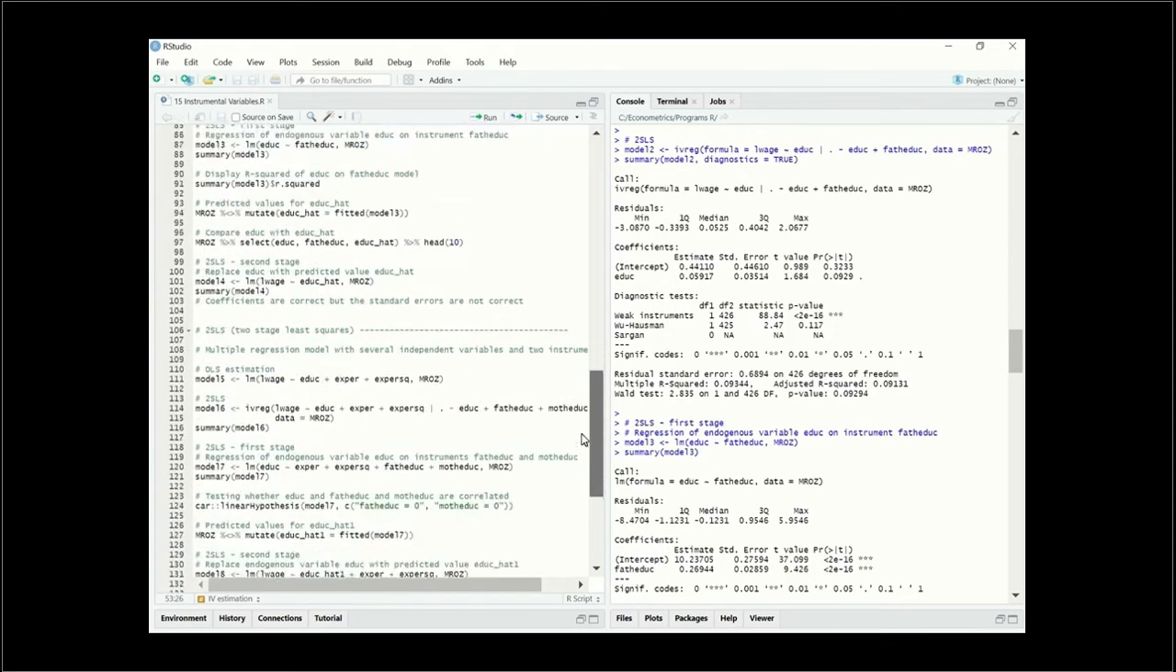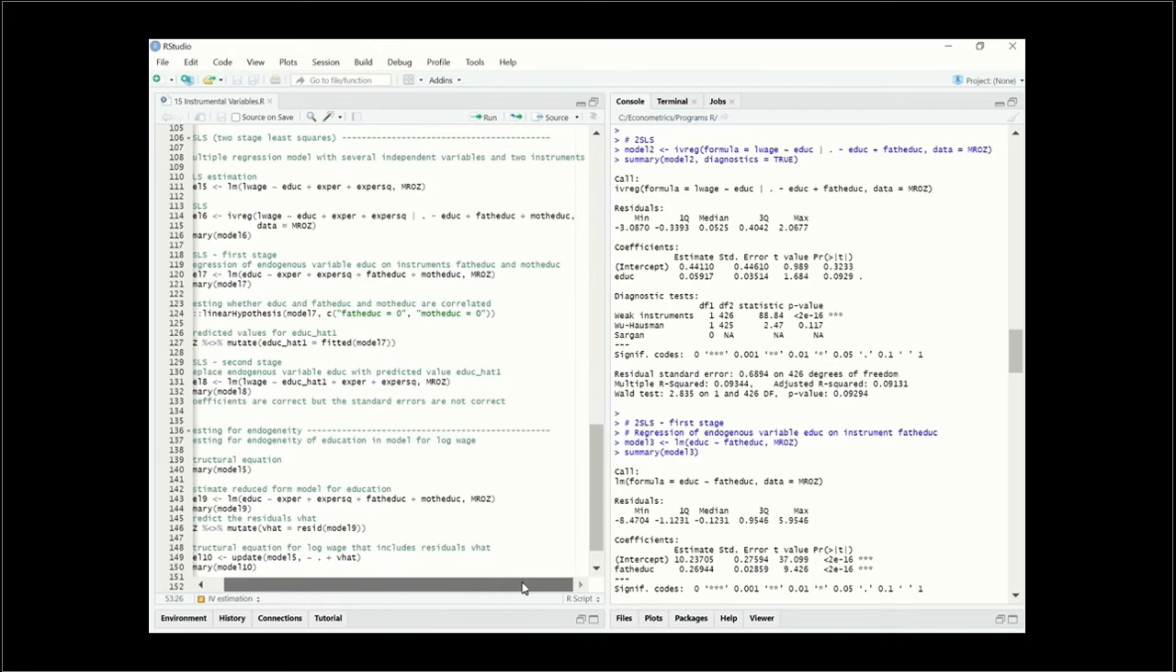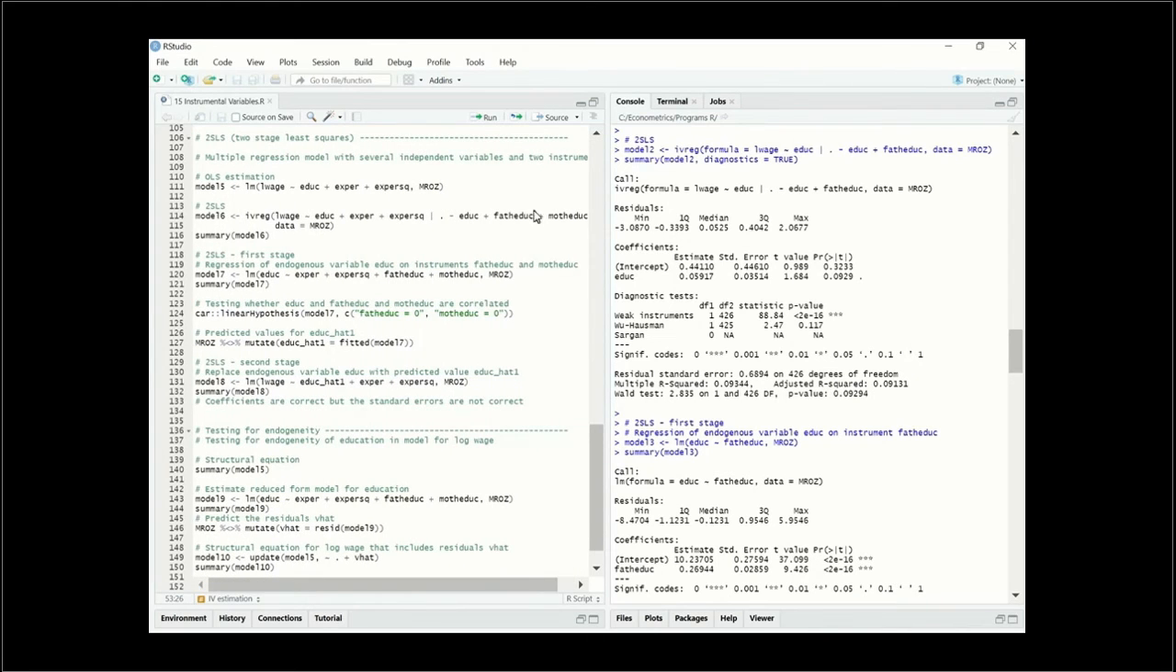So now let's talk about two-stage least squares when we have a multiple regression model with several independent variables and two instruments. For this, let's estimate the model of log of wage regressed on education, experience, and experience square. Let's assume that these are exogenous variables and only education is endogenous. So if we want to run a two-stage least squares estimation, we would be using the IV reg, and here we would be pointing to the main equation. And here what we're saying for the first stage is that we're going to be subtracting education because it's endogenous, but we're going to be adding two instruments, father's education and mother's education. And that's going to be the first stage least squares.